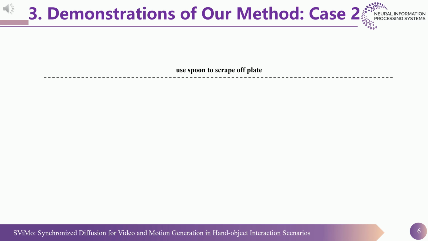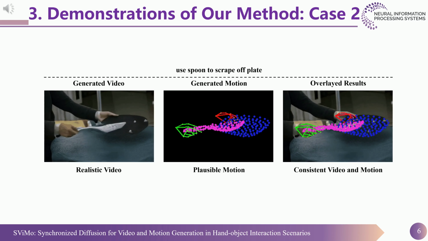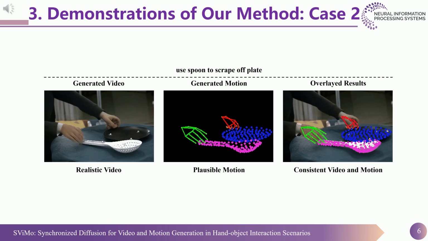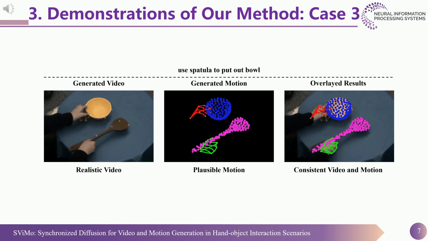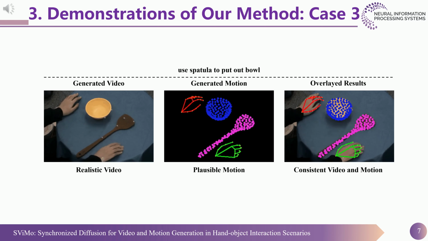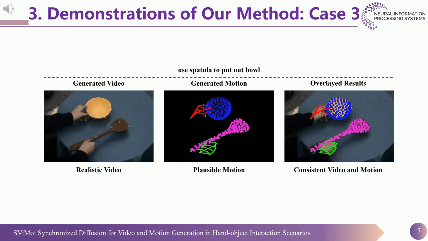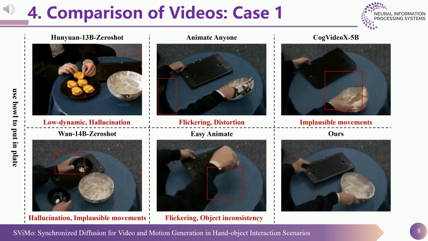The second case involves the interactive task: use spoon to scrape off plate. The generated results demonstrate good quality. The third case involves the interactive task: use spatula to put out bowl. The results and conclusions are the same as those of the previous two cases. We next compare our method's video generation results with those of baselines.